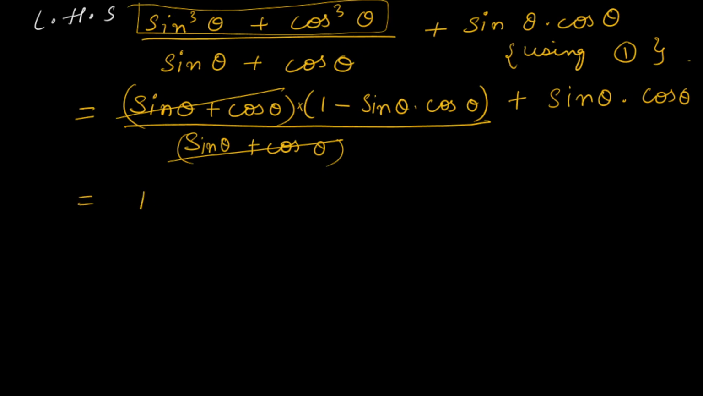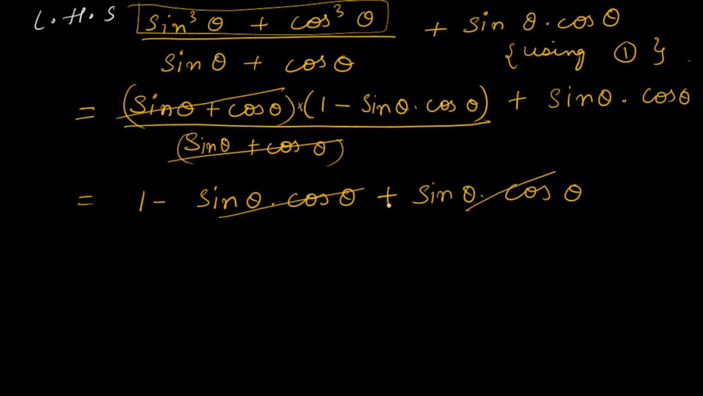Okay, so now what am I left with? I am left with 1 minus sine theta into cos theta plus sine theta into cos theta. Now minus sine theta into cos theta plus sine theta into cos theta: same terms with opposite signs can get cancelled because plus minus is 0. So sine theta into cos theta minus sine theta into cos theta is 0. So the answer is equal to 1, because 1 minus 0 is equal to 1, which is equal to the right hand side also.